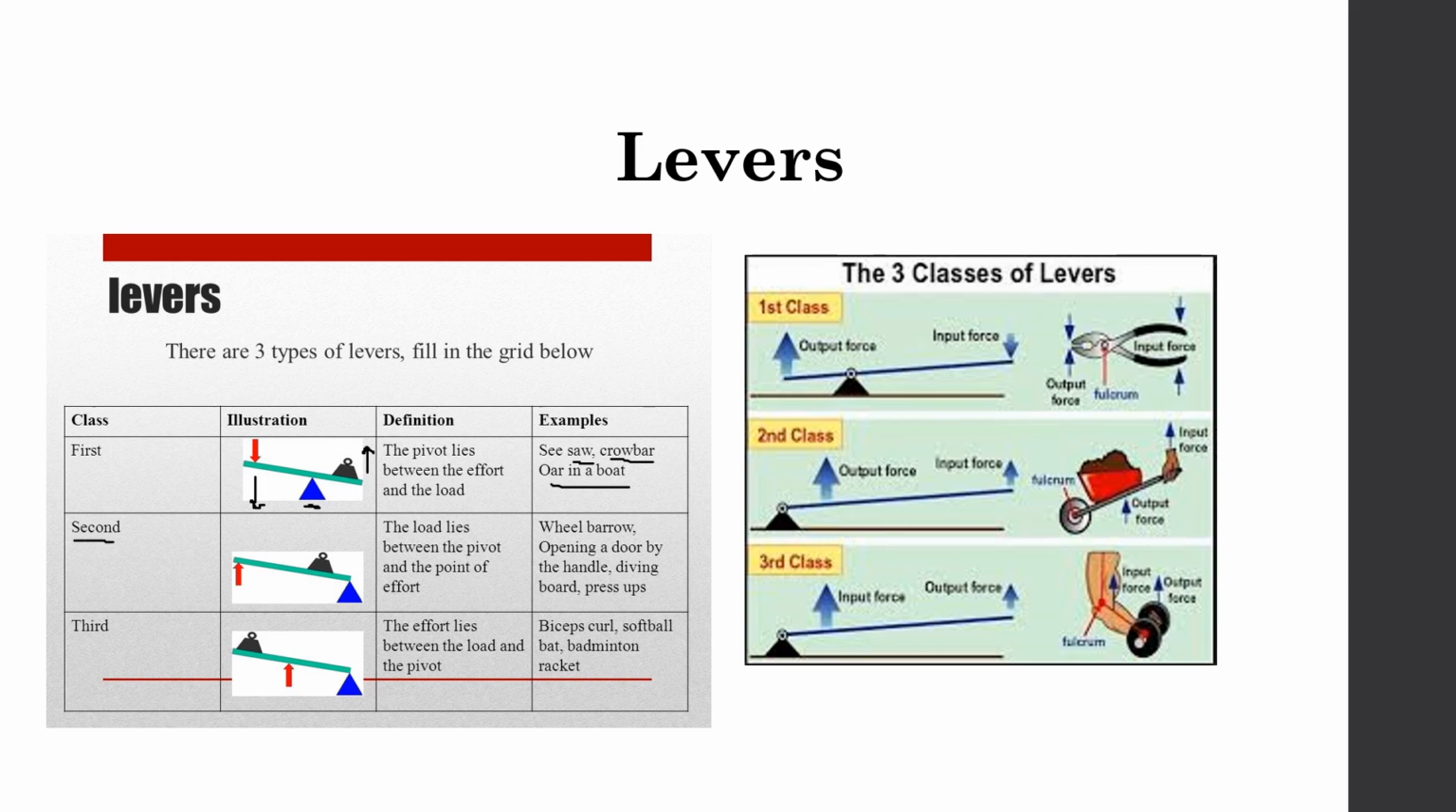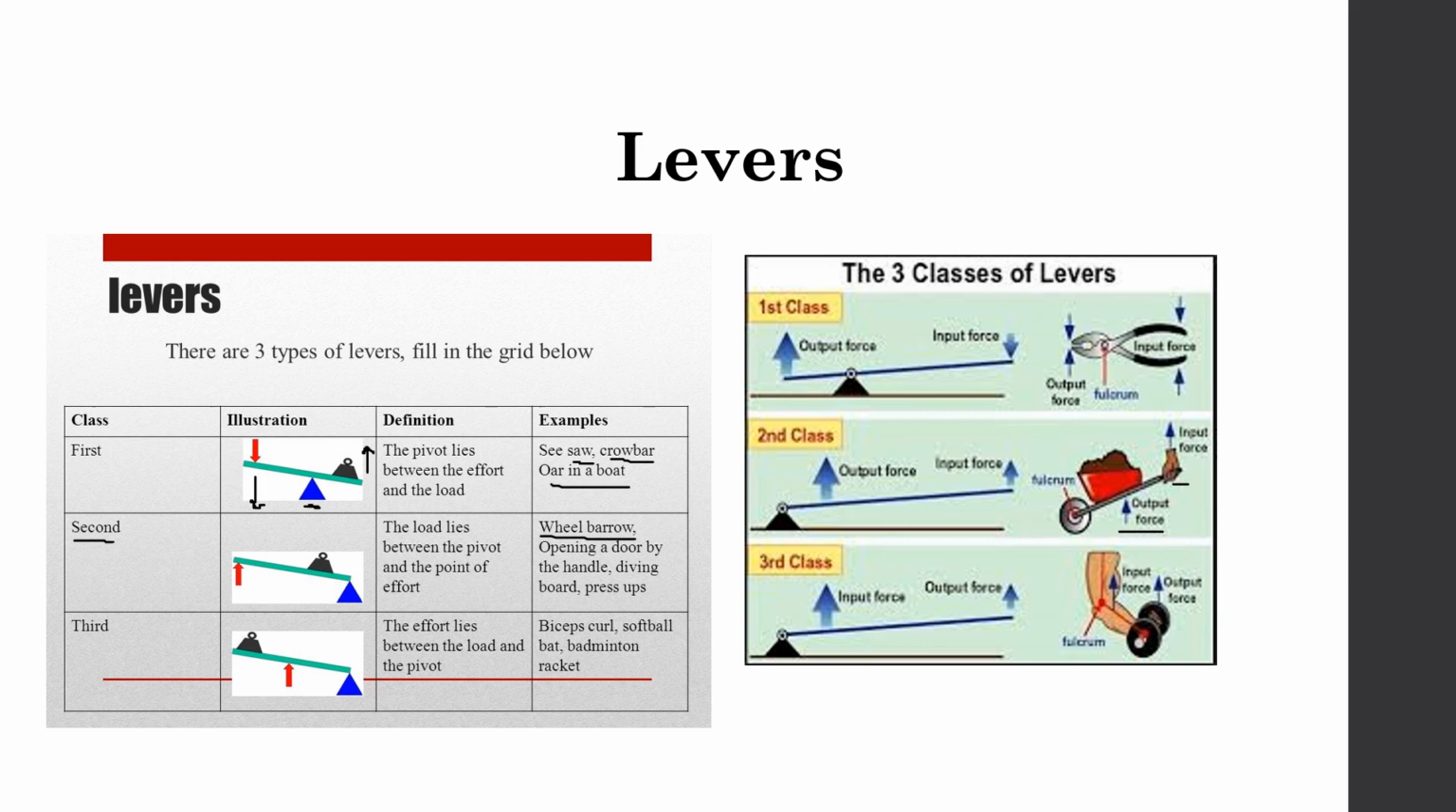The second-class lever is where the load lies between the pivot and the point of effort. So the biggest example of this is like a wheelbarrow. So if you look at the wheelbarrow, the fulcrum would be the pivot point. What you're holding, the load, is right next to the wheel practically, and then you're lifting it further up.